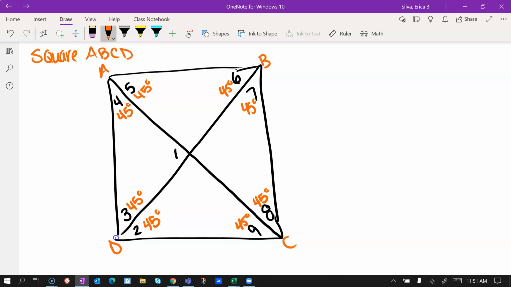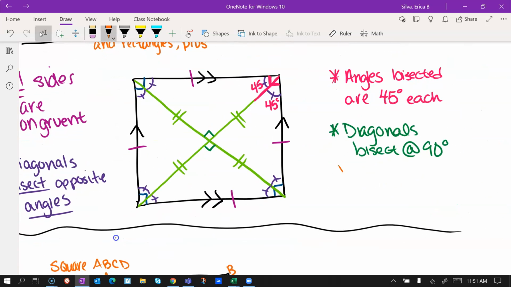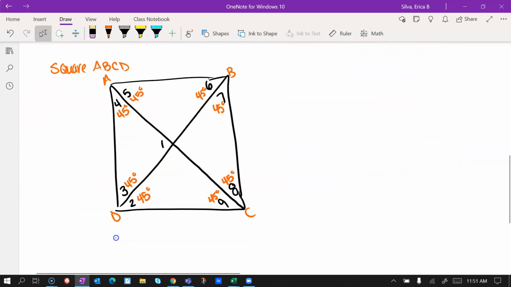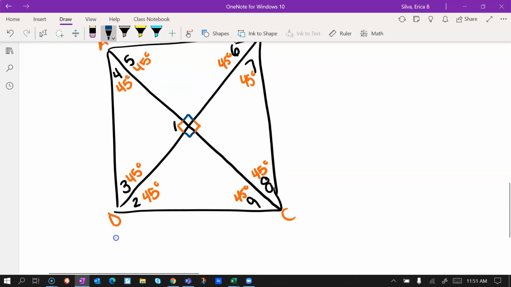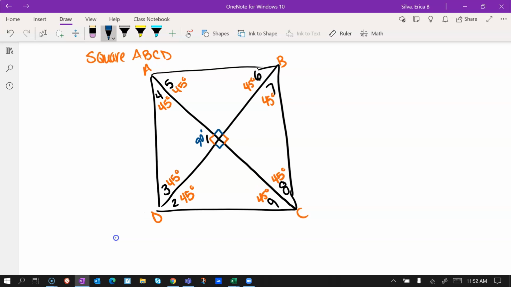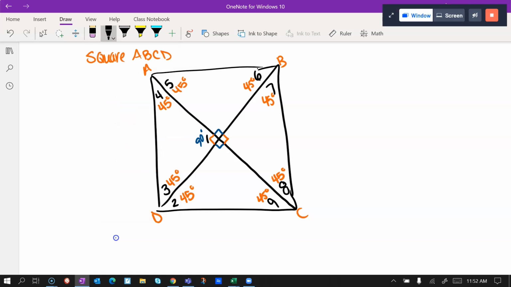What's the measurement of angle 1? So if we look at our notes, diagonals bisect at how many degrees? 90 degrees. So then angle 1 is how many degrees? Any questions? Okay, let's move on to another example.